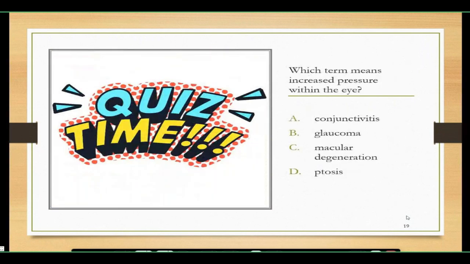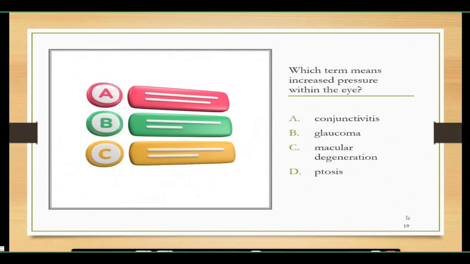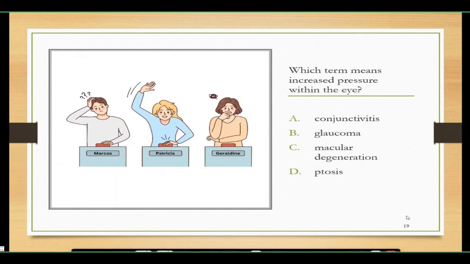Quiz time. Which term means increased pressure within the eye? A. Conjunctivitis, B. Glaucoma, C. Macular degeneration, D. Ptosis. One volunteer at a time, please.